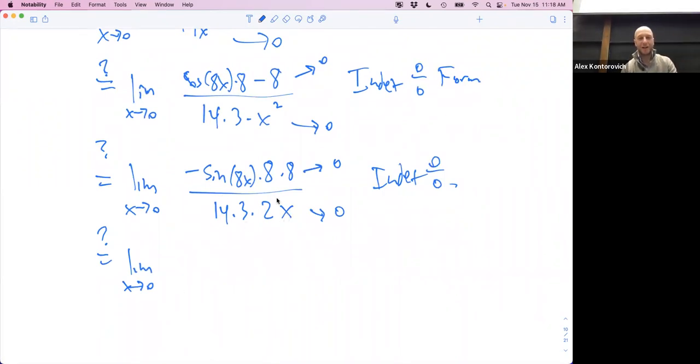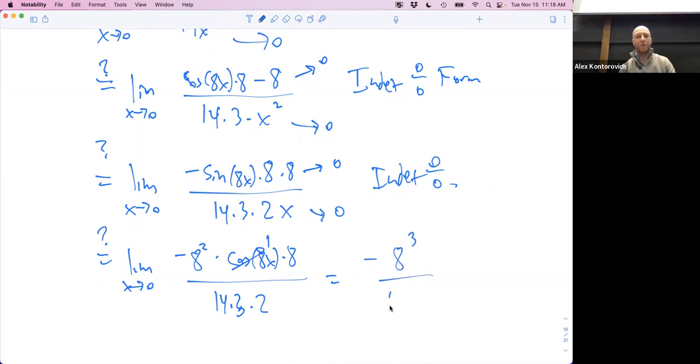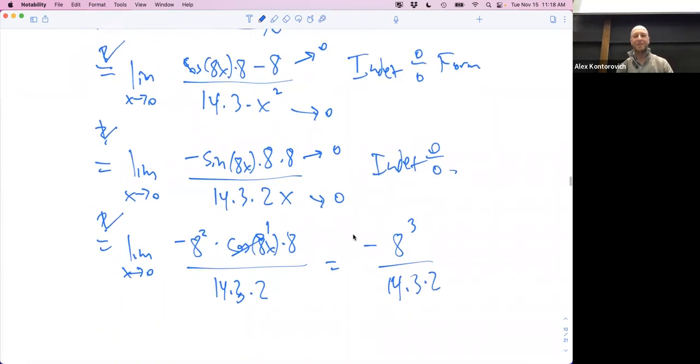What's the derivative of negative sine? So I have negative 8 squared. Let's just keep that as constants. And the derivative of sine is cosine 8x, chain rule 8, over 14 times 3 times 2. That's it. It's no longer indeterminate. Cosine goes to 1. And so the limit here is negative 8 cubed over 14 times 3 times 2. I'm not doing that algebra. That is a number. It's not algebra, it's arithmetic. I'm not doing that arithmetic. That's some number, which means this was justified, which means that was justified, which means that was justified. And that is the final limit.